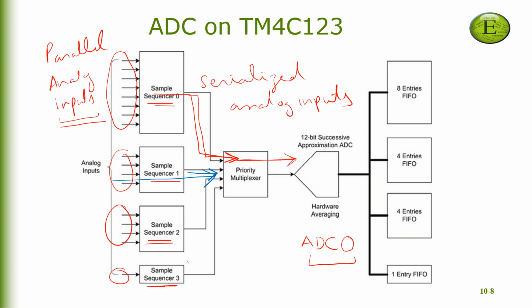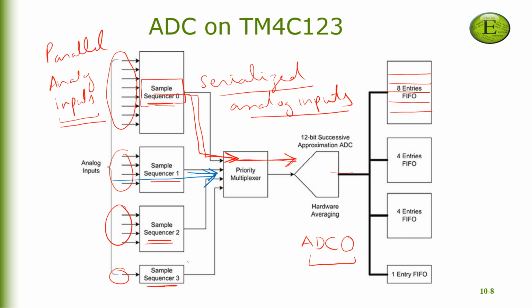So for example, if sample sequencer 0 has the higher priority, its output will be forwarded to the ADC, and that's where all the serialized analog inputs will be digitized, and they are going to be stored in the corresponding first in, first out buffer. I'm going to discuss these in more detail in the upcoming slides.